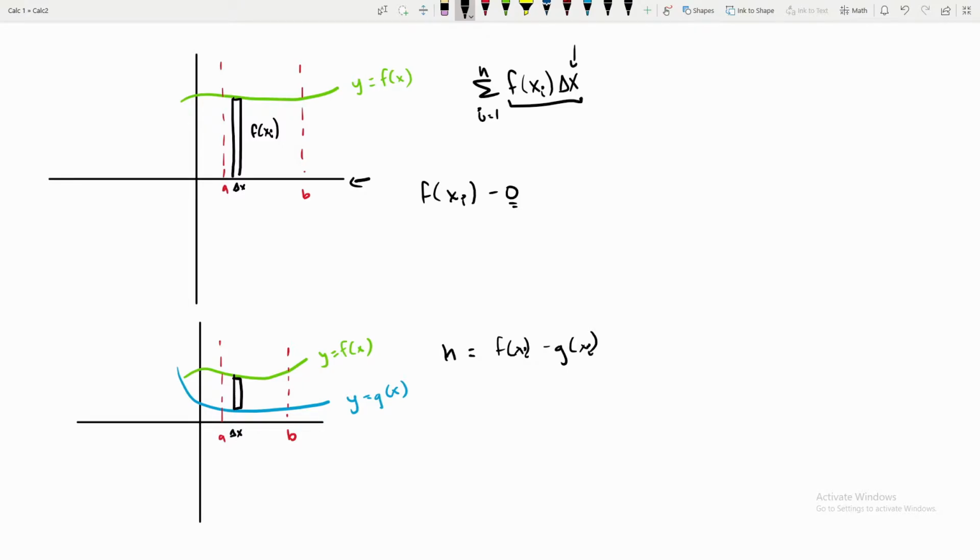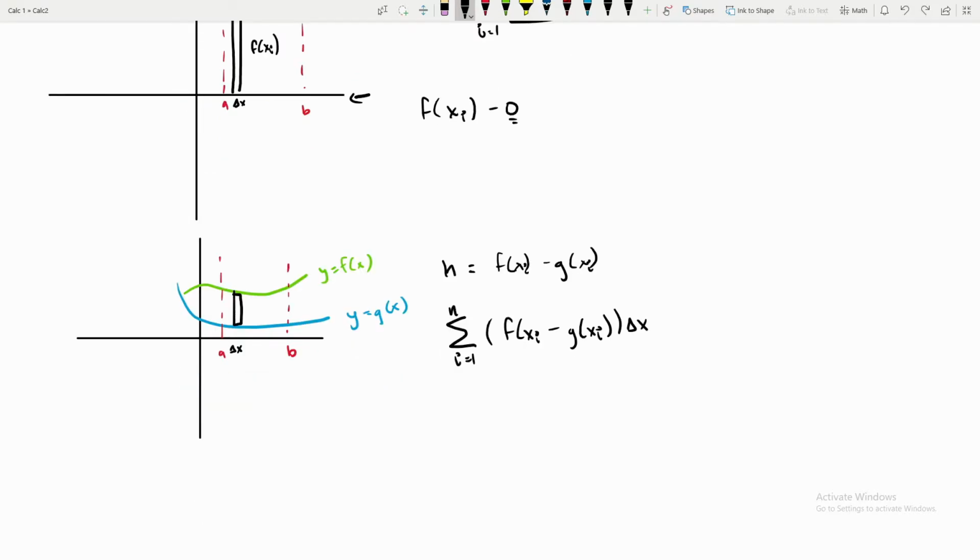So now we would get a new formula where we would get the same Riemann sum. However, the height would be changed to f of xi minus g of xi, and still times delta x. So we really changed nothing about the formula. It's only the height that differed, because the height was now in between two curves.